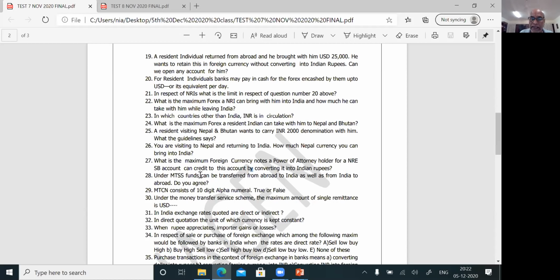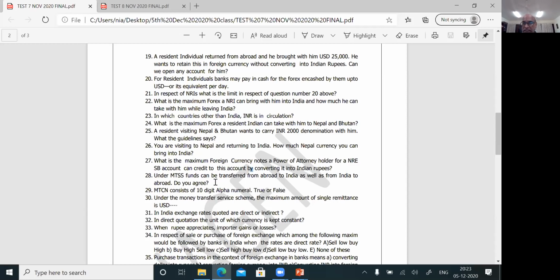Question number 28, under MTSS. Funds can be transferred from abroad to India as well as from India to abroad. Do you agree? What is the MTSS? Money Transfer Service Scheme. You know the Western Union money exchange is there. We are having a tie-up with that. That is Money Transfer Service Scheme. I will explain this. I explain about the MTSS in 2 minutes. Then you can answer the question.